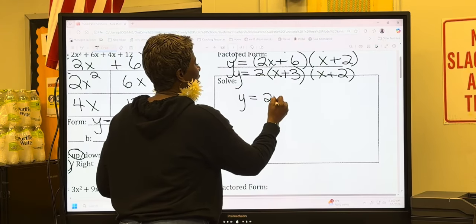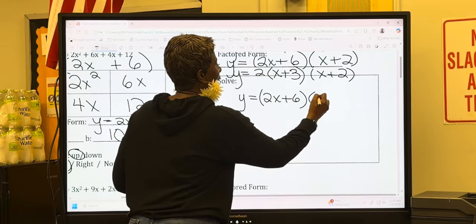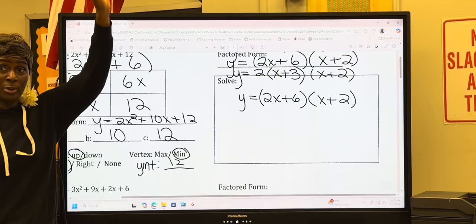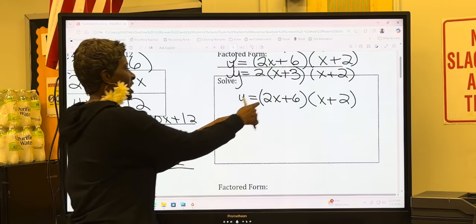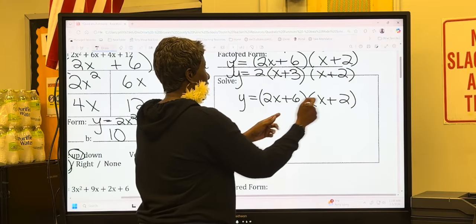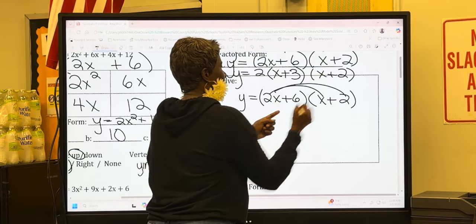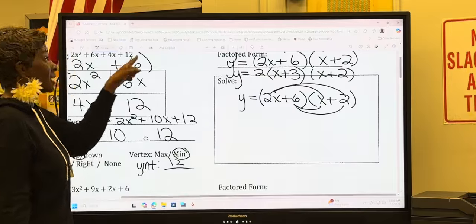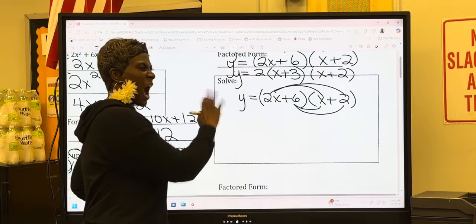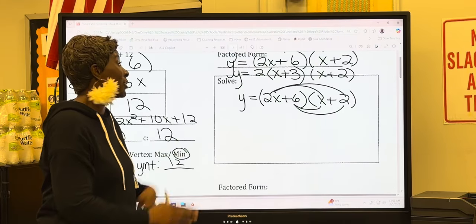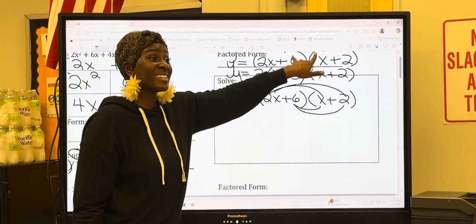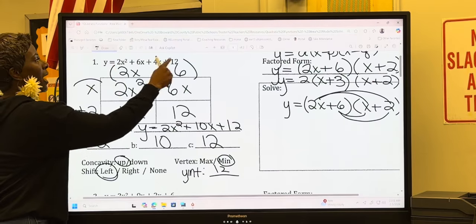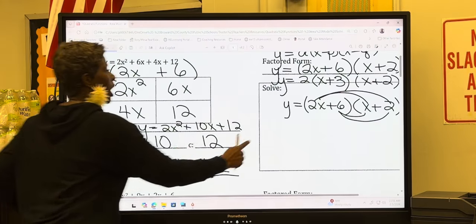Y equals 2x plus 6 times x plus 2. I'm going to use what's called distributive property. We familiar with distributive property? Right? So I'm going to take this number, because this says this times this. That means I can multiply this by this, and then multiply this by these two. And I should get my product that I started with. So watch. I'm just checking to prove that I factored correctly, because if these two are my factors, they should give me my product. Are y'all with me? All right, so let's do it.